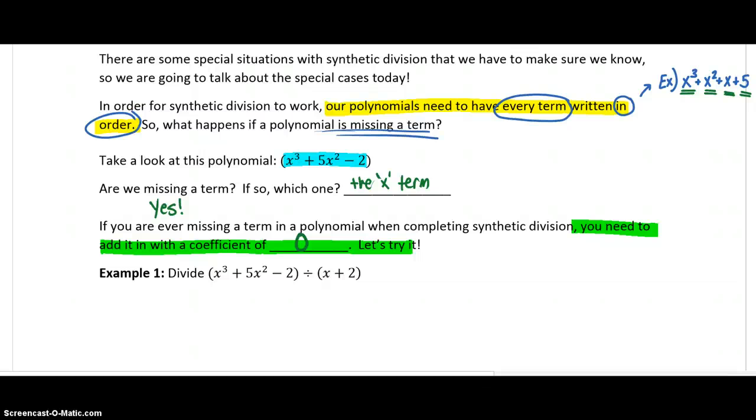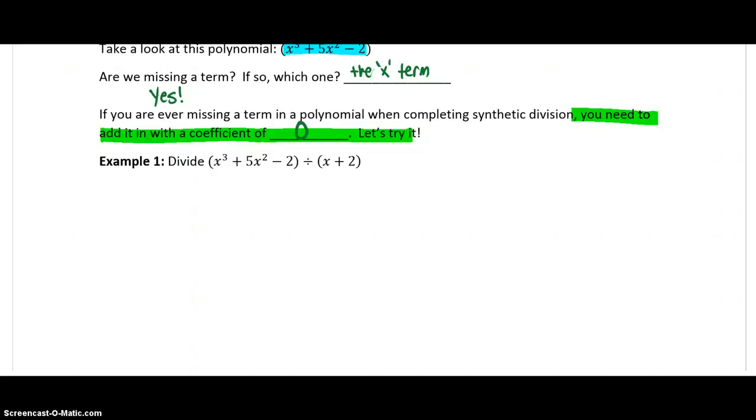So let's try an example together. Example 1. It says divide x to the third plus 5x squared minus 2 divided by x plus 2. So, just like we talked about in the last video, we're going to take away the variables and just use the coefficients. But take a look here at this expression. It starts with an x to the third, and then we have an x squared, and then we jump to our constant. So we're missing a term here. That's not okay, right? That should be alert, alert, missing a term. Do not continue.